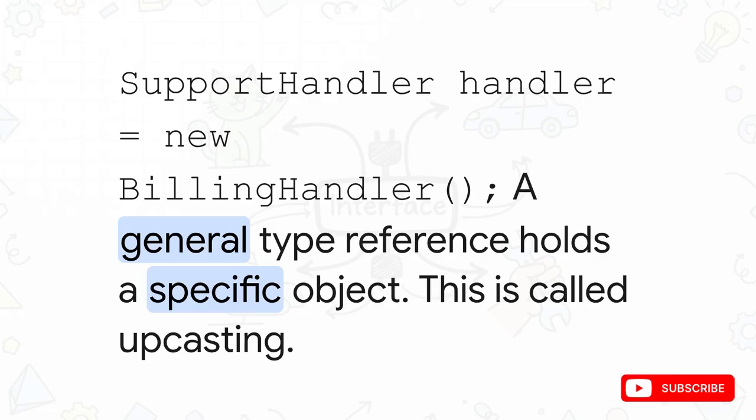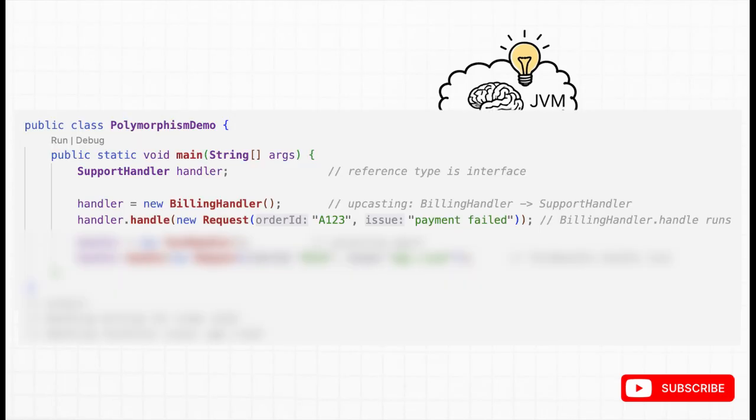Look at this line of code. We declare a variable of the general abstract type support handler, but then we assign it a very specific, concrete object, a new billing handler. We're treating a specialist as a generalist. We're telling our program, hey, I've got a support handler for you, and just so you know, right now, it's the billing person. And here is the payoff.